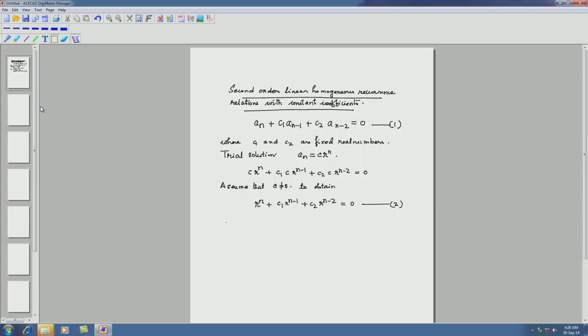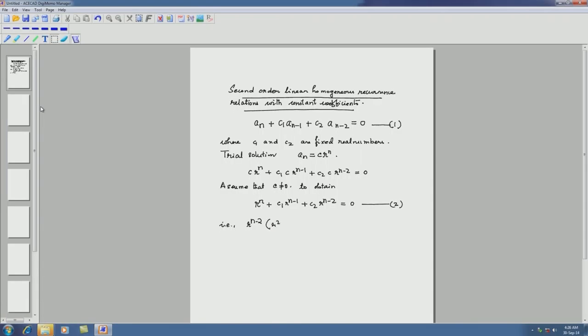We can further simplify this, again with the assumption that r is not equal to 0, to get r^(n-2) into (r square plus c_1 r plus c_2) equal to 0. Assuming r not equal to 0, we have r square plus c_1 r plus c_2 equal to 0. Let us call this equation number 3. The equation 3 is called the characteristic equation of the recurrence relation 1.